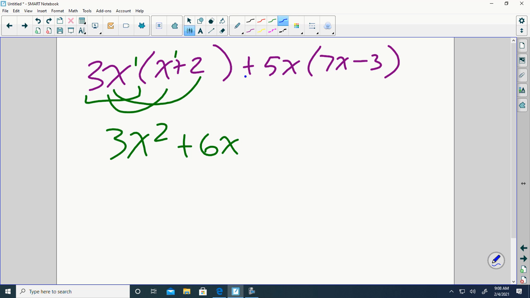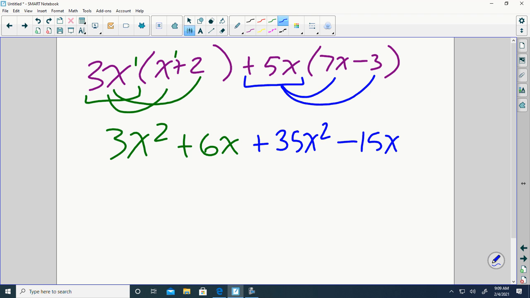Now I need to make sure I'm going to distribute negative 5 over this. Negative 5x times 7x. 35x squared. Negative 5x times negative 3. Negative 15x. Friends, does it appear there's like terms? Yeah, the 3x squared and the 35x squared, those are like terms. So if I add those together, I get 38x squared. Notice the exponent didn't change size.